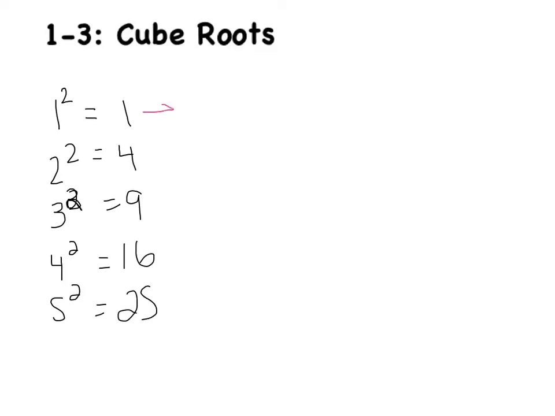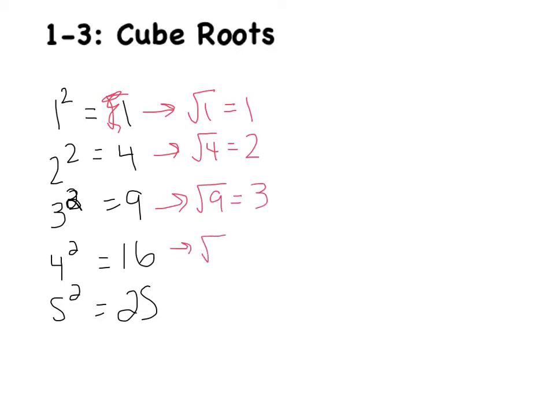And then on the flip side, we saw the square root of 1 is equal to 1. The square root of 4 equals 2. The square root of 9 equals 3. The square root of 16 equals 4. And the square root of 25 would equal 5. So in taking what I got for the perfect squares, the square root undid it and gave me back my base here, the 1, the 2, the 3, the 4, the 5.